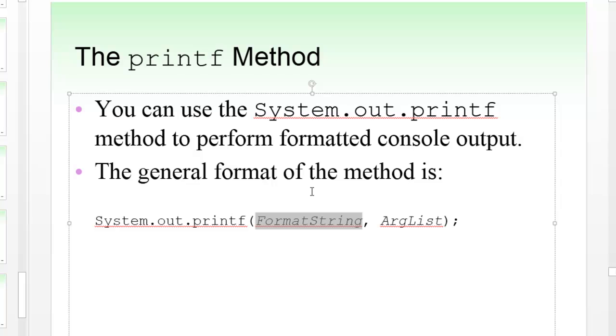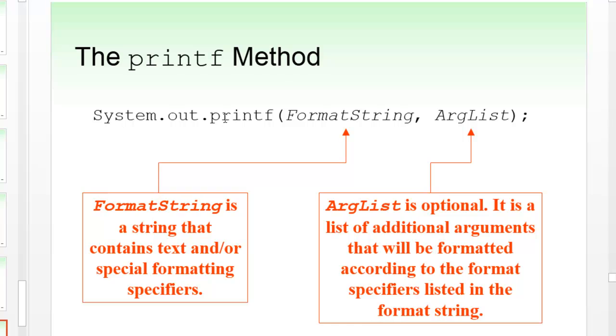The argument list is a list of 0 or more additional arguments, which will be formatted according to the format specifiers listed in the format string. Now this will make more sense once we use it. But we'll look at this for a second. The format string, like I said, is the string that contains the text and or special formatting specifiers. And you've got the argument list, which is optional. It is only optional if you don't use any of the special formatting specifiers.